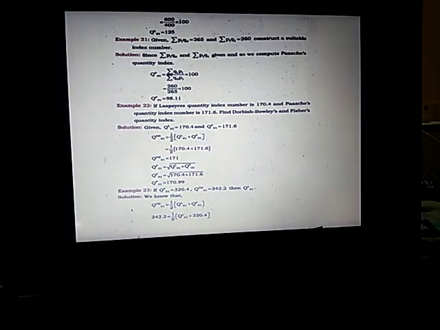Next we also have to find the Fisher's quantity index number, that is root under Laspeyres quantity index number into Paasche's quantity index number. That is root under 170.4 into 171.6, which is 170.99.